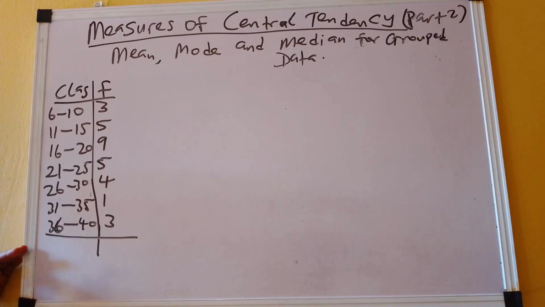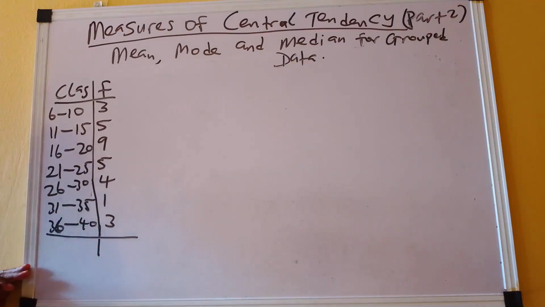Now we shall be looking at the mean first of all. In that video, I remember talking about the advantages and the disadvantages of the mean, and we picked an example for the ungrouped data. We calculated the mean, the mode, and the median. We also looked at how the outlier can affect the mean and how the outlier cannot affect the mode and the median.